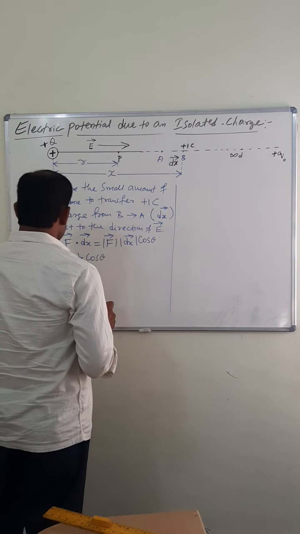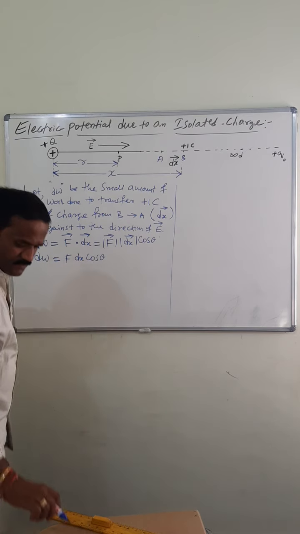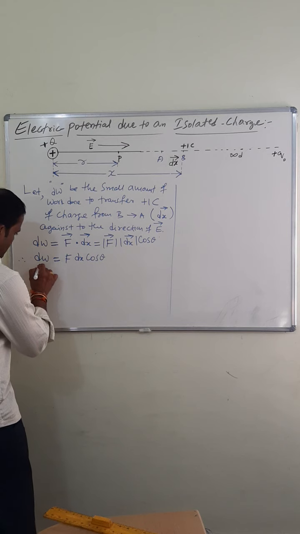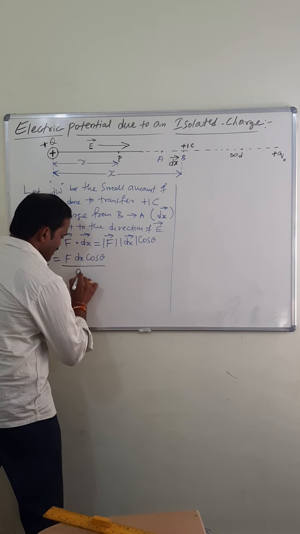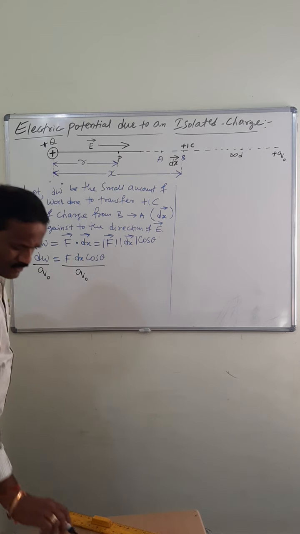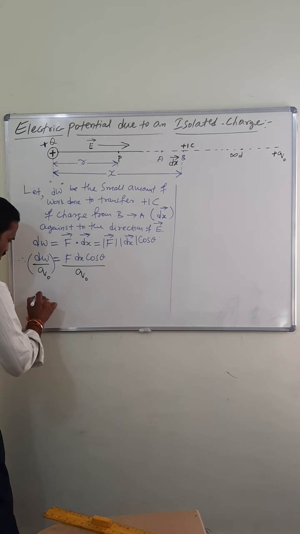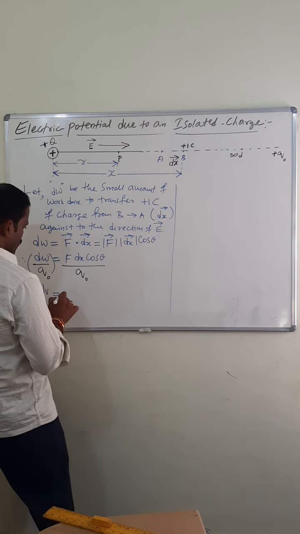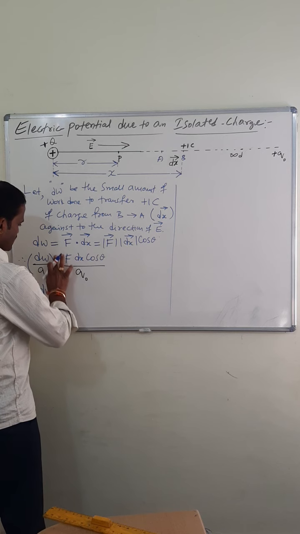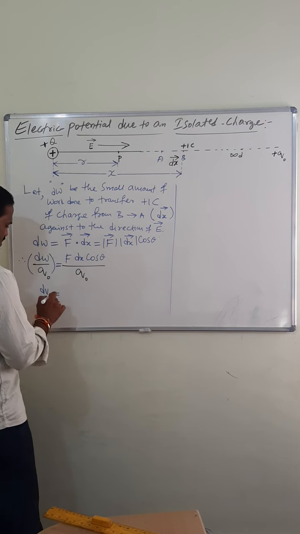Therefore, divide this equation by q naught. What is dW by q naught? dW by q naught is what is called dV. This is the small potential difference between the 2 points.